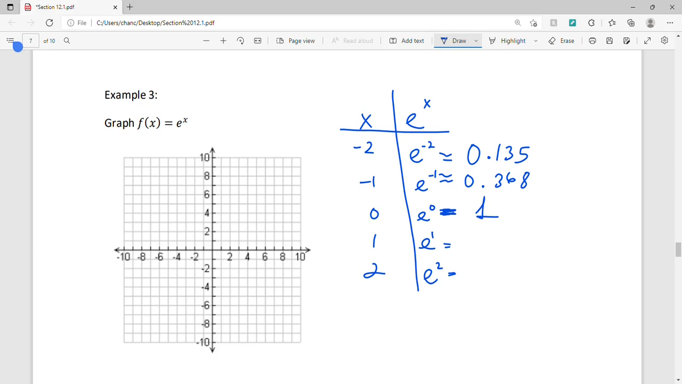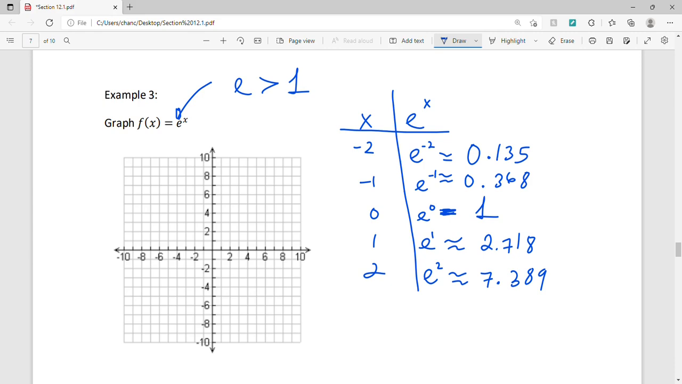e to the 1 is approximately 2.718, and e squared is approximately 7.389. Now notice that base e is greater than 1, so I expect this to be an increasing function.